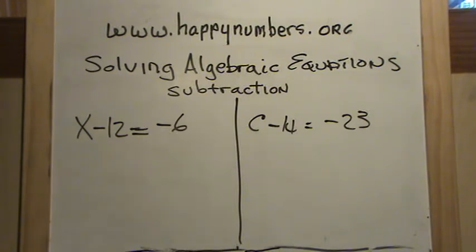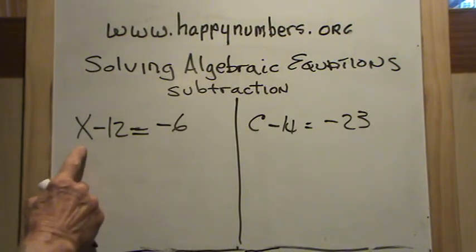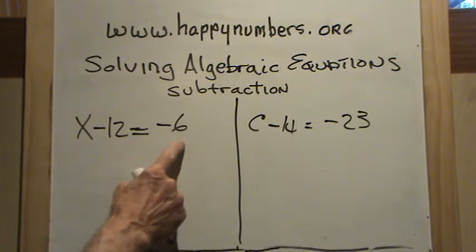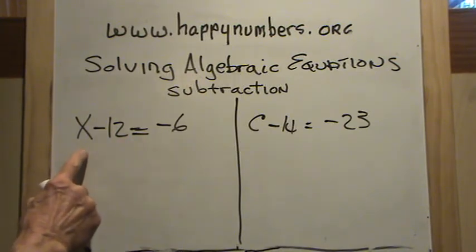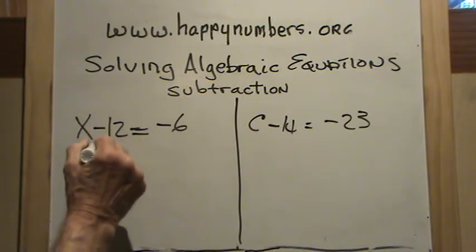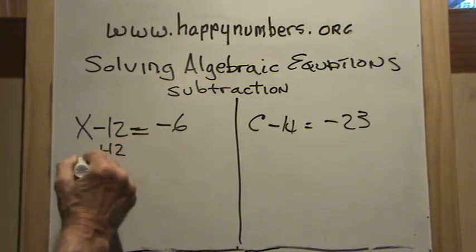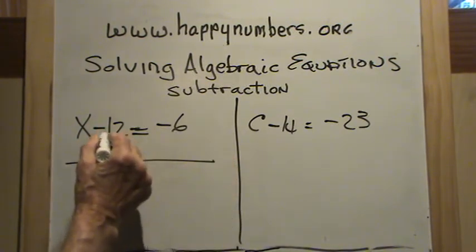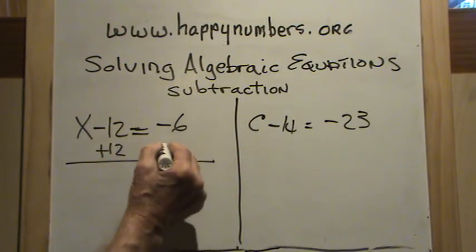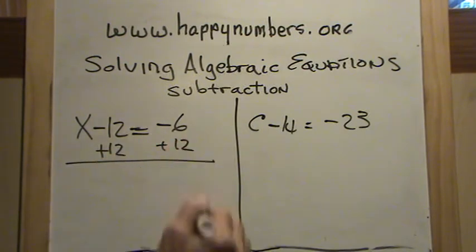All right. X minus 12 equals negative 6. I have to get x by itself, and I have a minus 12, so I'm going to put a positive 12 here, which is the inverse relationship. So I have to put a positive 12 here.